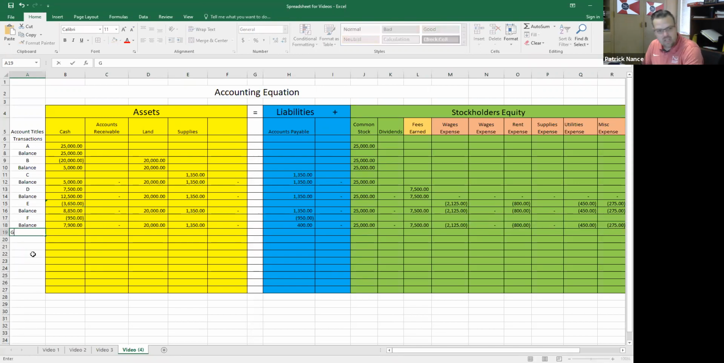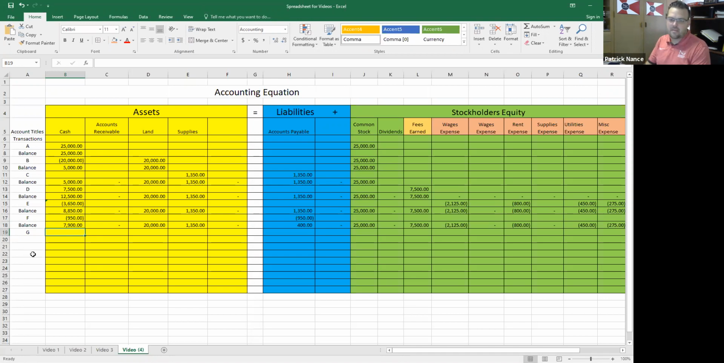Okay, transaction G. It says Chris Clark determined that the cost of supplies on hand at the end of the month was $550. Okay, here's where we jump kind of ahead a little bit and it gets a little bit confusing. So think about this, frame this in your mind. Earlier, in the prior video, we bought $1,350 worth of supplies. I told you that until we use those, they are an asset, and that's right. Anything sitting in my supply closet is an asset.